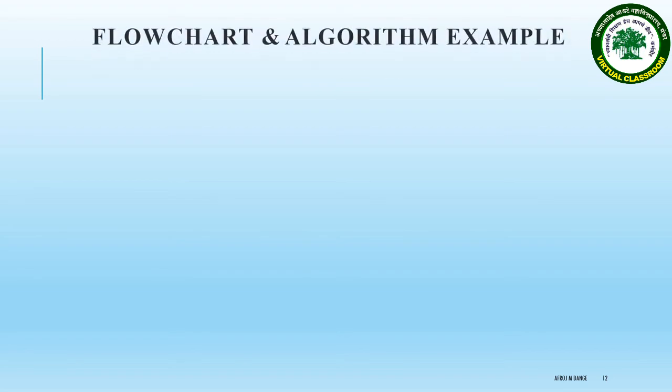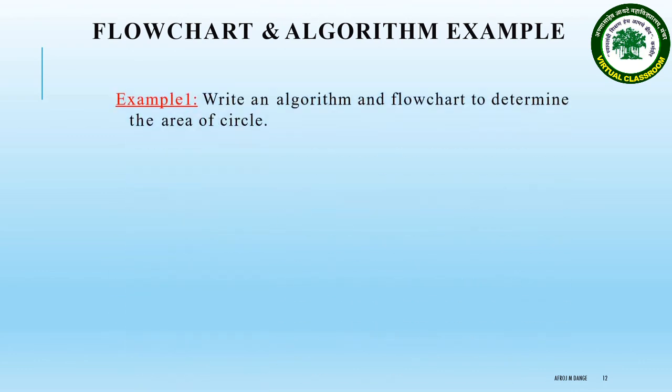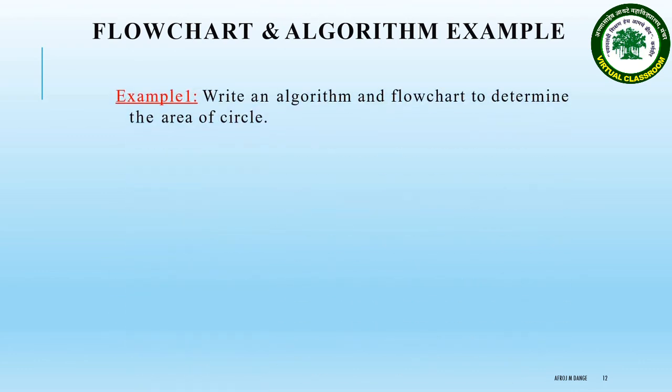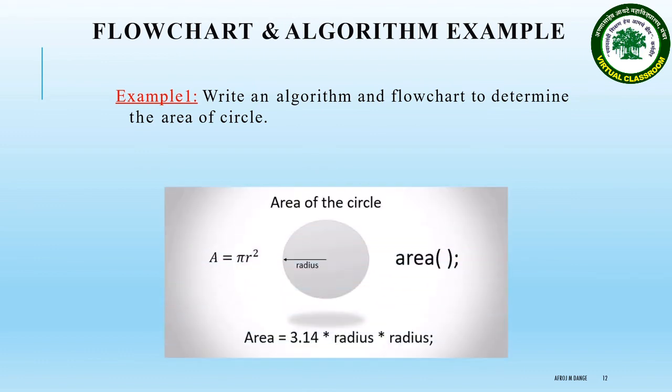Let's see an example to implement the flowchart and algorithm. Let's start with a simple example to find the area of a circle. For that, we have to write an algorithm and a flowchart. So this is the basic diagram for the area of a circle. For the area of a circle, we know the formula, the radius, and the value of pi.